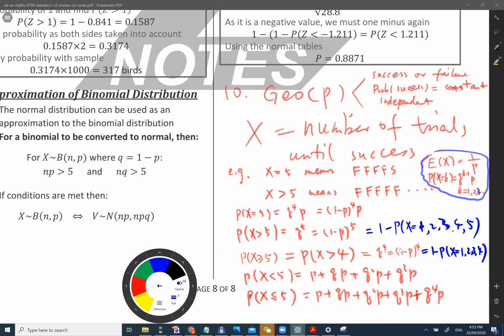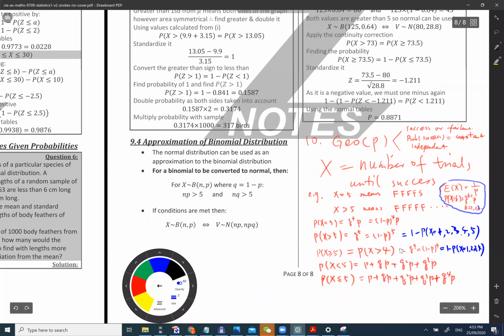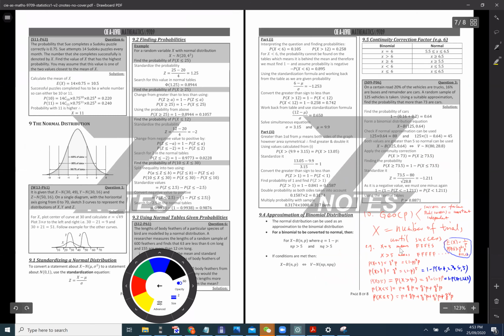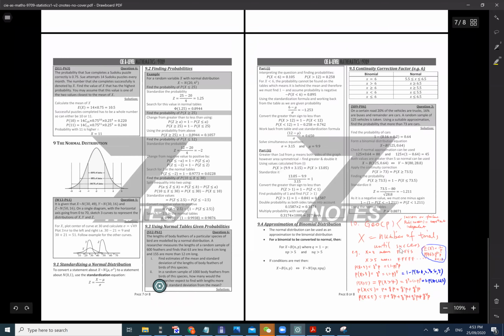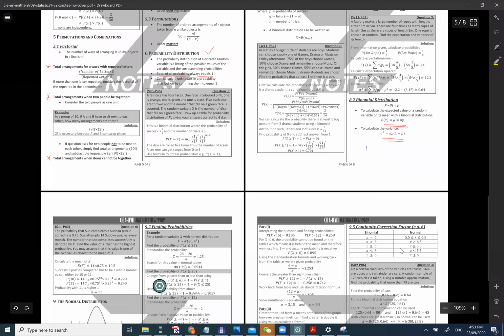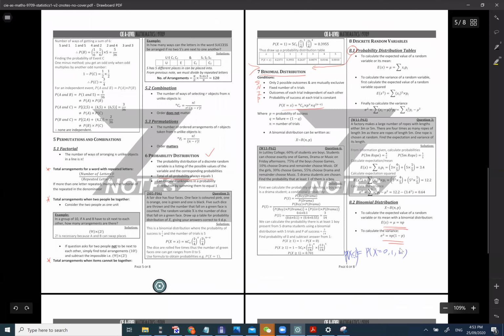So that's geometric. For binomial it's different: binomial x could be zero, like for the previous page. That's like x less than or equal to two, like here. So for binomial, this x could be 0, 1, 2, up to n.